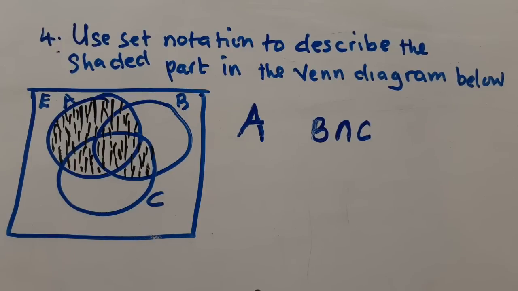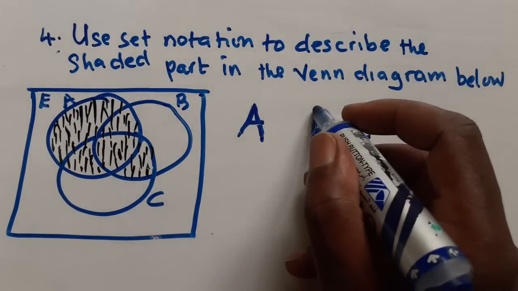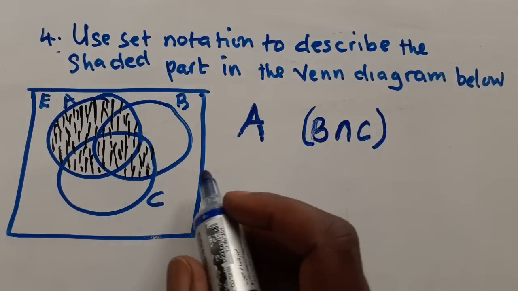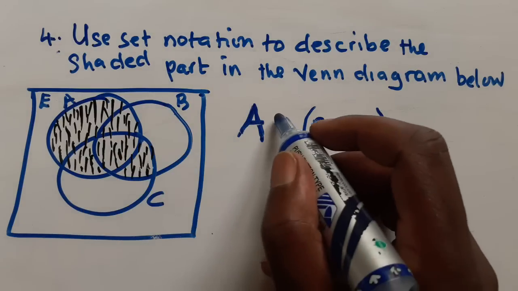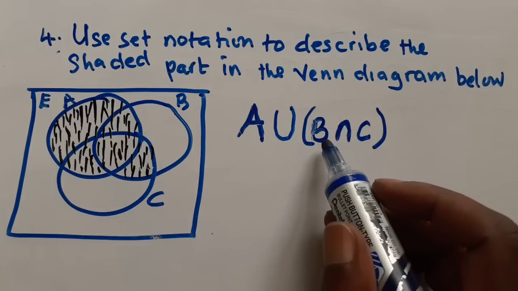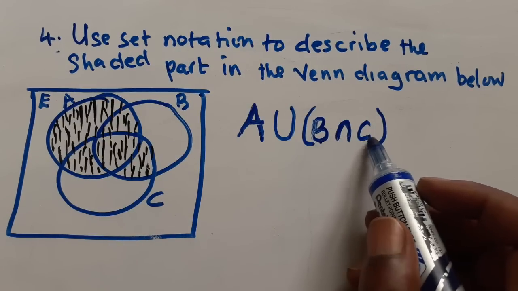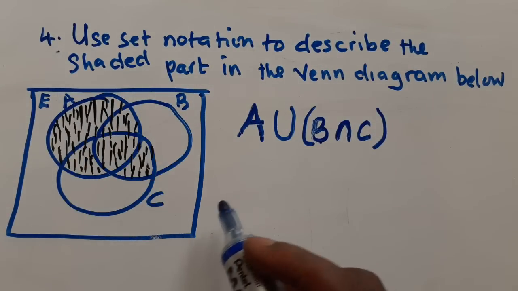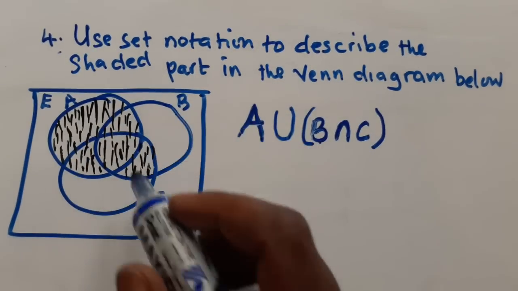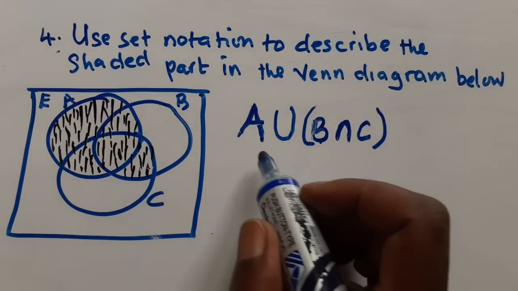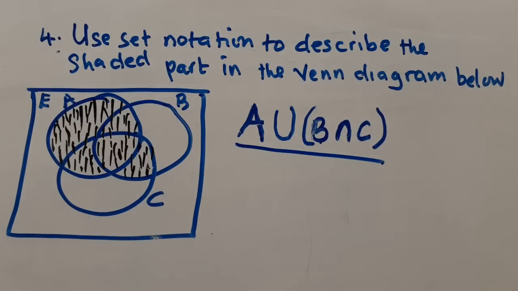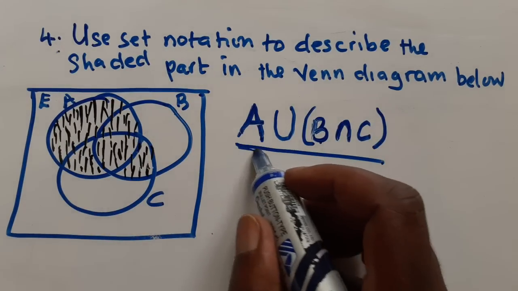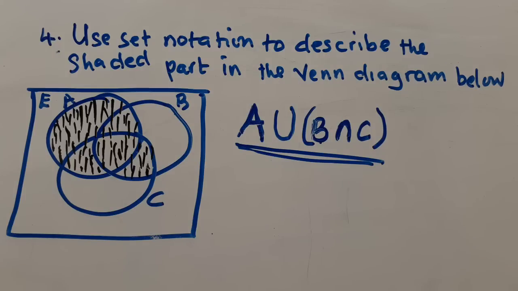All right? So now, when we put them together, we are going to say what is shaded is A union B intersection C. The whole part of A is shaded as well as the intersection of B and C. So our answer, ladies and gentlemen, is this one. You get your 2 marks like that.